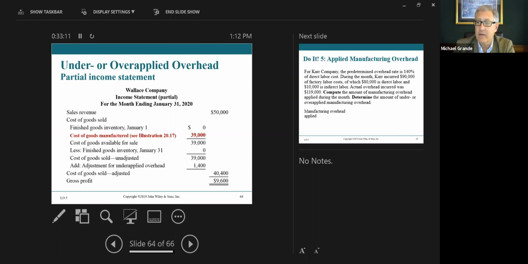We had a gross margin of $11,000 on this job, $50,000 of revenue, $39,000 of cost of goods sold. We had $11,000 of gross profit, but we just added another $1,400 of cost, which reduced our gross profit down to $9,600.